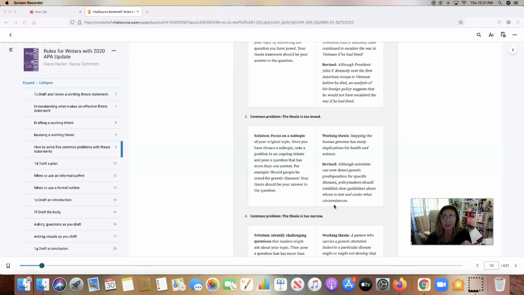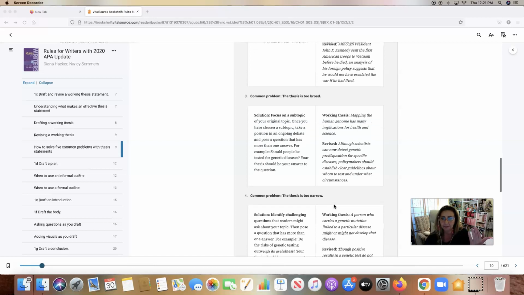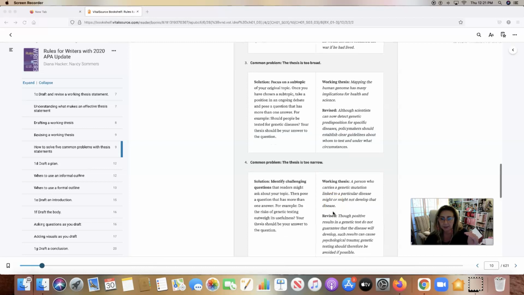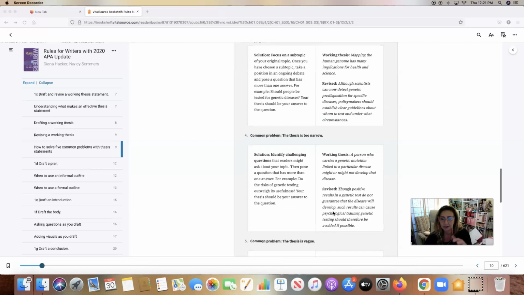So this is something that could be argued and take a position with, and it's narrowing the ideas down, and it's not so general. But sometimes some theses could be too narrow. A person who carries a genetic mutation linked to a particular disease might or might not develop that disease. Okay, it's too narrow, and so you have to stretch it out a little bit.